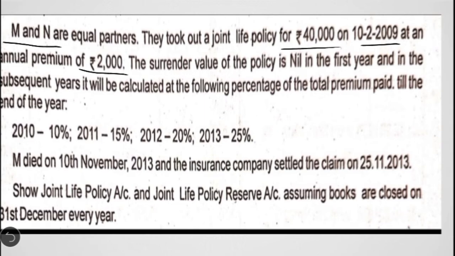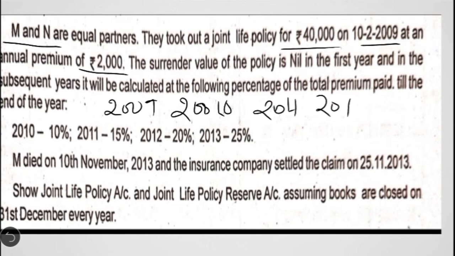So the joint life policy transaction started in the year 2009 and the policy matures in the year 2013. So we need to find out in which years we have to pass first set of entries and in which year we have to pass second set of entries. As I said, the joint life policy transaction started in the year 2009. So 2009, 2010, 2011, 2012, and in the year 2013 the policy has matured because of death of one of the partners. So in the year 2013 we are going to pass second set of entries, except this in the previous 4 years, that is 2009, 2010, 2011, 2012, we are going to pass first set of entries.